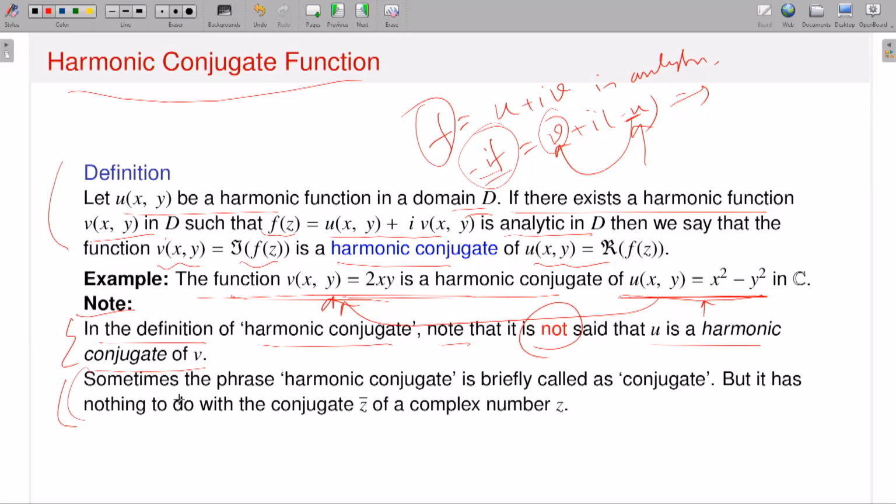Okay, before that, sometimes the phrase harmonic conjugate is briefly called also just a conjugate, but you should not confuse it with the conjugate of a complex number and the conjugate of a harmonic function.